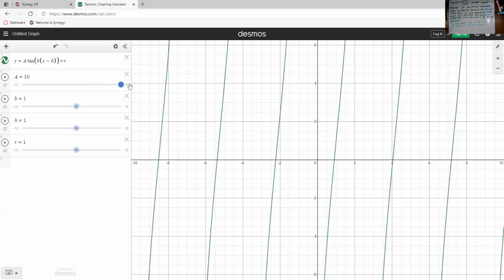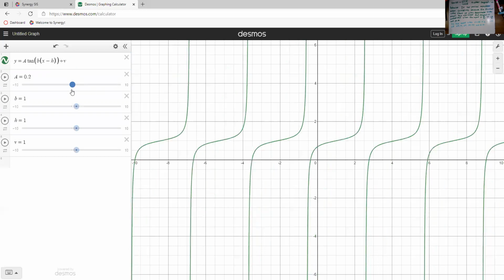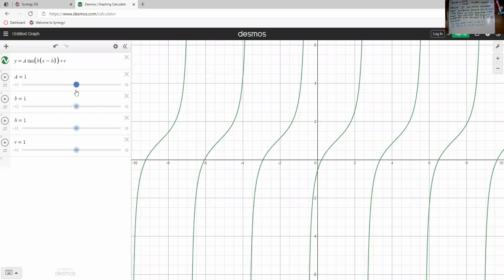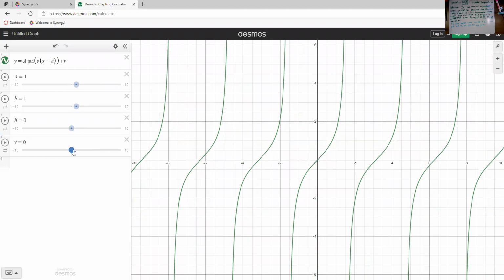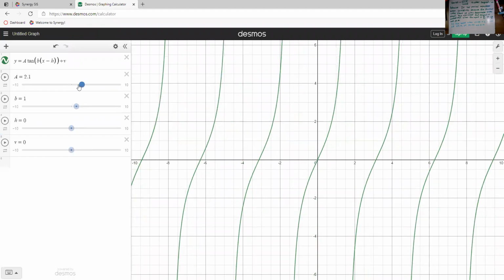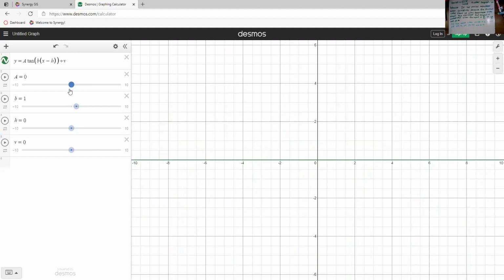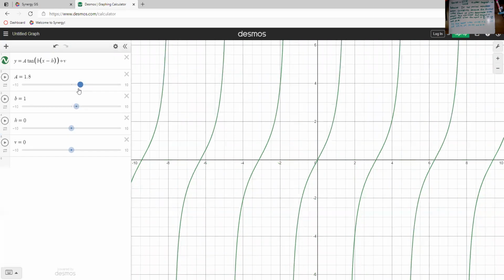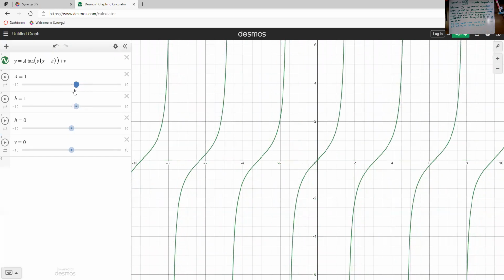We can apply the same transformations to tangent. We can give tangent a vertical stretch, stretch it up, or if the factor is less than one, squish it down. Flip it upside down if it's negative. So we can still give it a vertical stretch, although we do not say it has an amplitude. An amplitude specifically is the height of each wave, and each of these segments goes up to infinity. So it doesn't make sense to give it an amplitude.